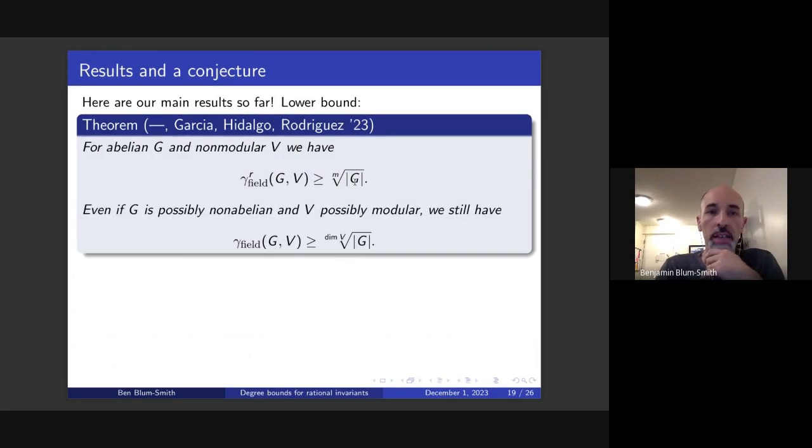If we relax the assumptions about G, making it possibly non-abelian, and V possibly modular, we still have this about gamma field. The proof technique is completely different. Not rational gamma field, but gamma field. So this is a slightly weaker result, and it's also weaker because the root is the whole dimension of V and not just the number of distinct non-trivial representations.